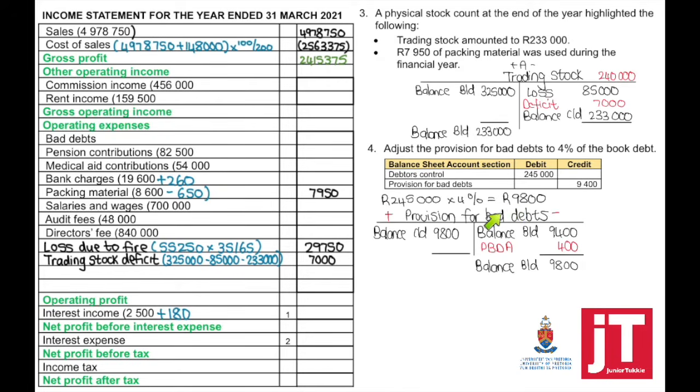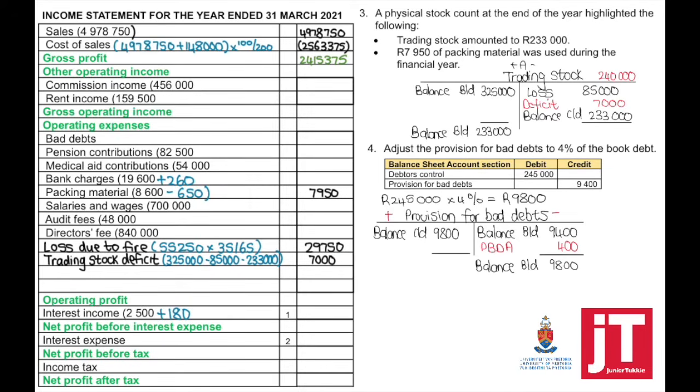So if you're not sure, you can open a T account. From the pre-adjustment trial balance, it's 9,400. It should now increase to 9,800. And as soon as we increase the amount, it means the provision for bad debts adjustment is an expense and the difference is 400. This is the amount that will appear in your income statement. Again, only do the T account if you're not sure.